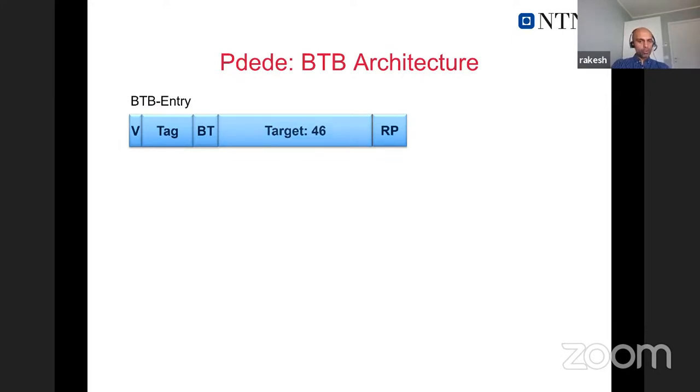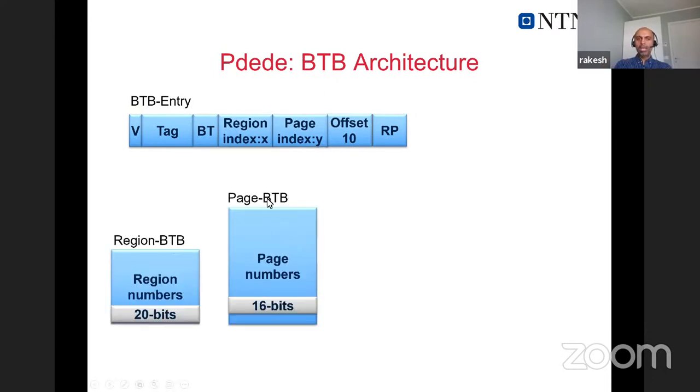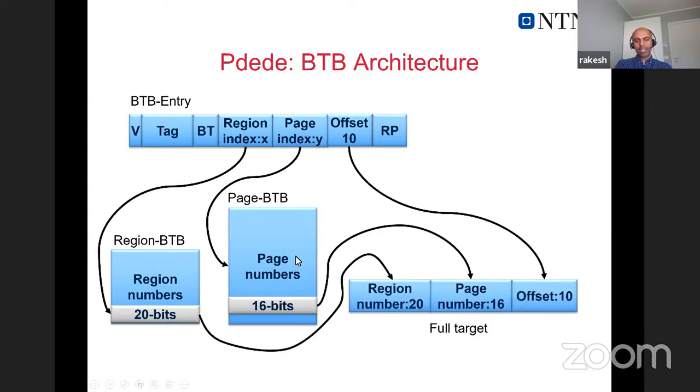Instead of storing 46 bits for target, they store 10 bits for offset, a few bits to index the page BTB, and a few more bits to index the region BTB. The saving they get is from the fact that each entry in the page BTB, instead of being 36 bits, is only 16 bits. And all the common bits that were earlier in the page BTB are stored only once in the region BTB. So just like the previous design, they take these two indexes, go to these BTBs, concatenate the information they get from them along with the offset, and they get the full target. By exploiting this additional level, we are able to reduce the number of bits required to represent the target even further.